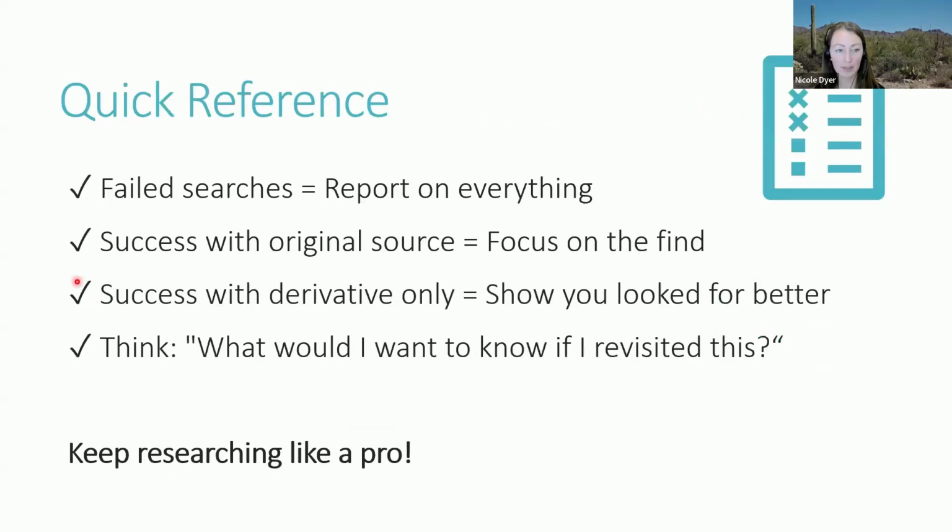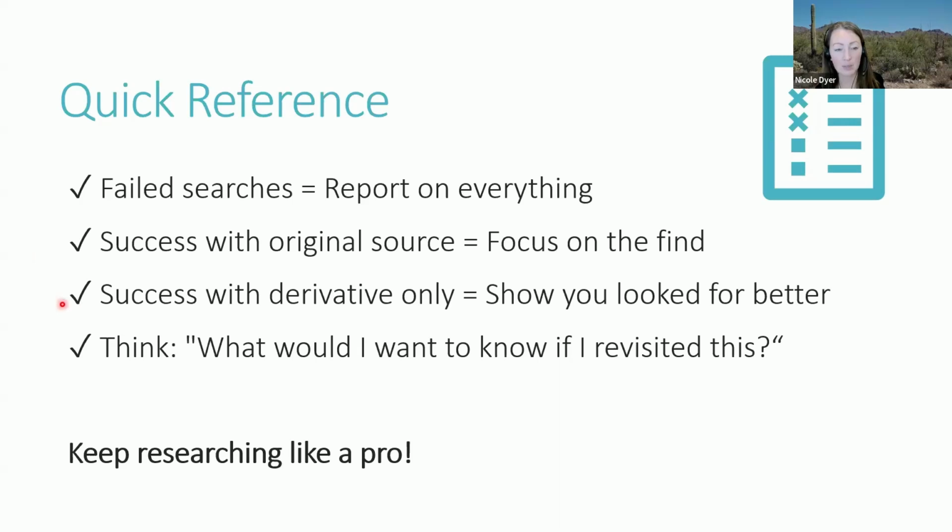So to wrap it up, if you have a failed search, report on everything so that you can show that you did reasonably exhaustive research for that source and didn't find it. If you do find the original source, focus on that find and consider many cases where you might need to include those negative findings before you got to the original, but often you don't need to.